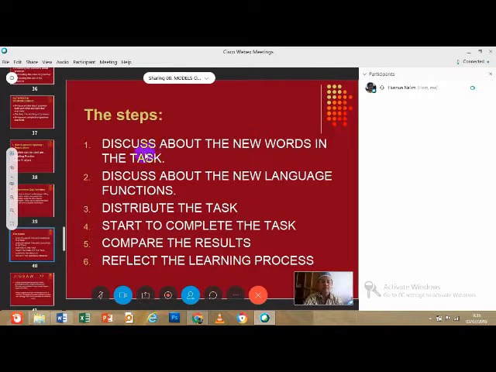In this step, discuss the new words in the task. Discuss the new language function. Distribute the task. Start to complete the task. Compare the results. Reflect on the learning process.